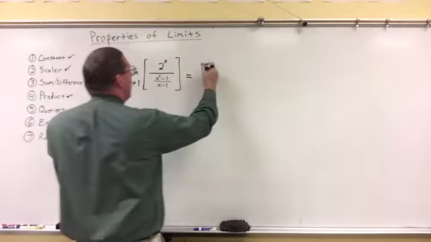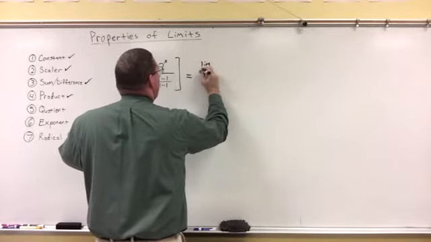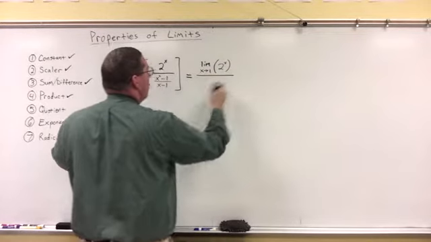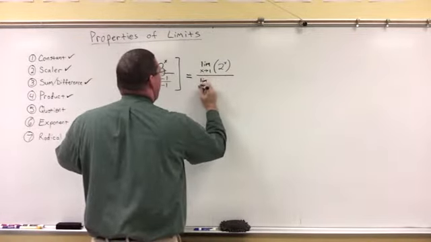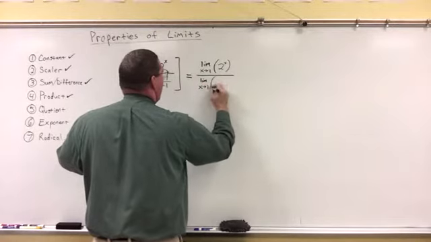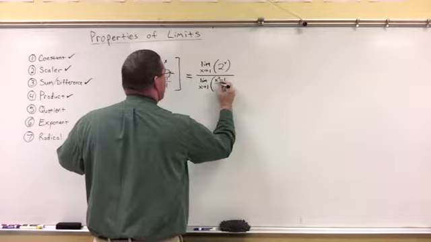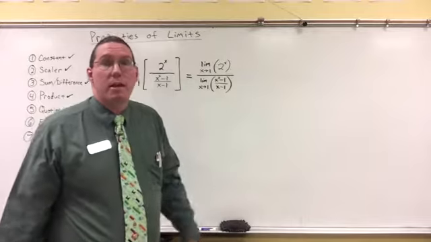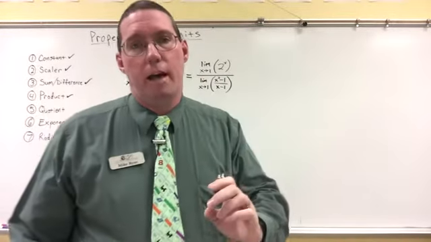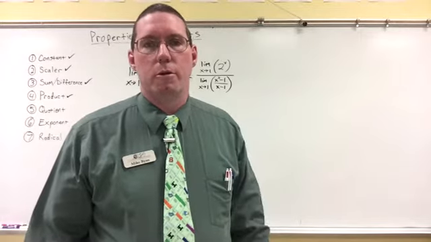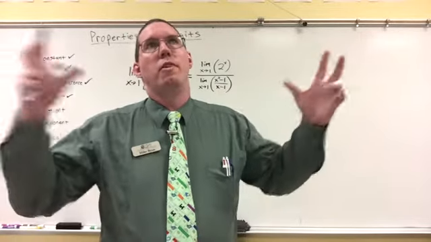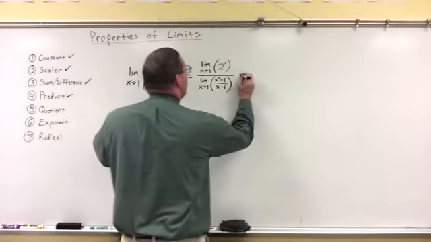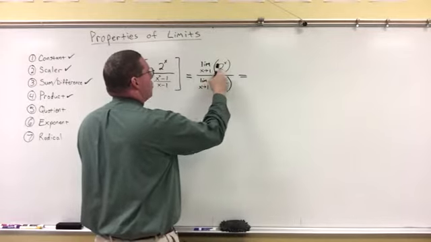So really what this is going to become is the limit as x approaches 1 of 2 to the x power over the limit as x approaches 1 of x squared minus 1 over x minus 1. And we know how to do these two problems. Now that we've turned it into a limit divided by a limit, it's something within the scope of what we have already learned how to do. Okay? And so now we just do the limit as x approaches 1 of 2 to the x power.